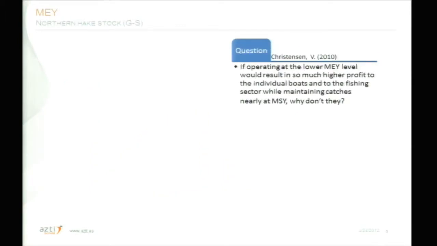Okay, I have checked some of the recent literature about these MSY and MEY ideas, and I would like to mention this paper, which is one of Christensen in 2010. And what Christensen says is something like that. If operating at the lower MEY level would result in so much higher profit to the individual boats and to the fishing sector while maintaining catches nearly at MSY, why don't they?